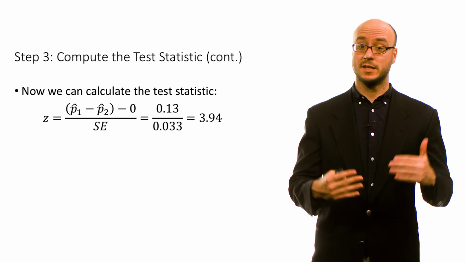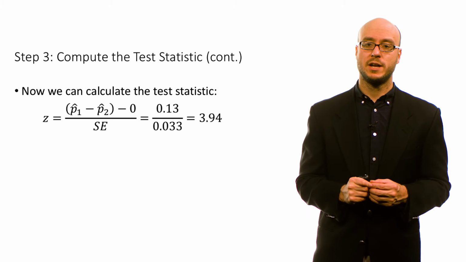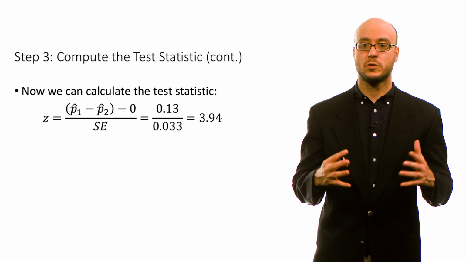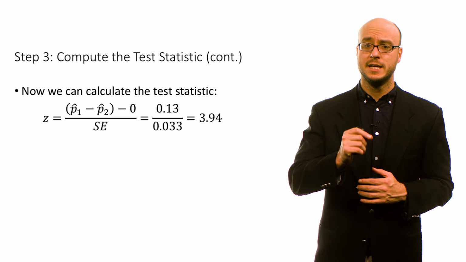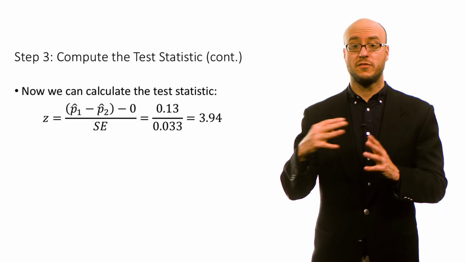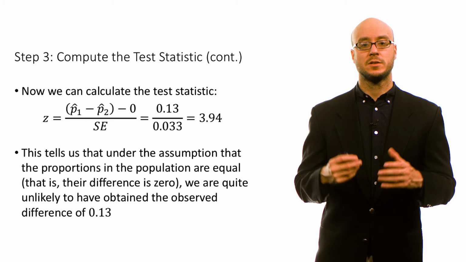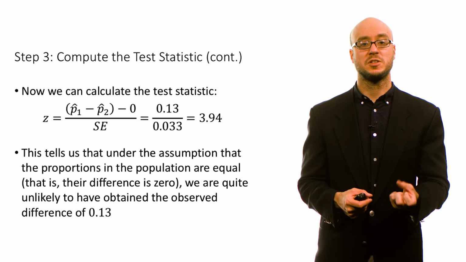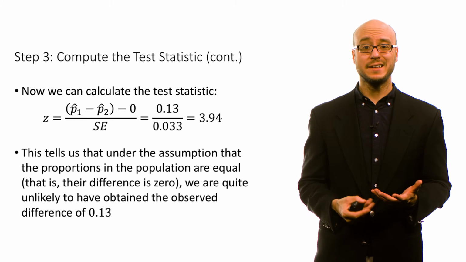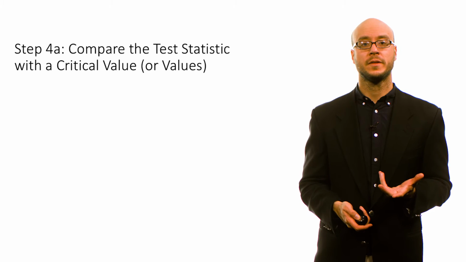This z-test statistic lies on the standard normal distribution. With the z-test statistic of 3.94, you should at this point know, using the normal coverage rule, that 3.94 is a pretty unlikely value on the standard normal distribution. It's nearly 4 standard deviations above the center of that distribution. So this tells us that under the assumption that the proportions of the population are equal, that is, their difference is 0, it's pretty unlikely that we would have obtained the observed difference in our sample of 0.13.